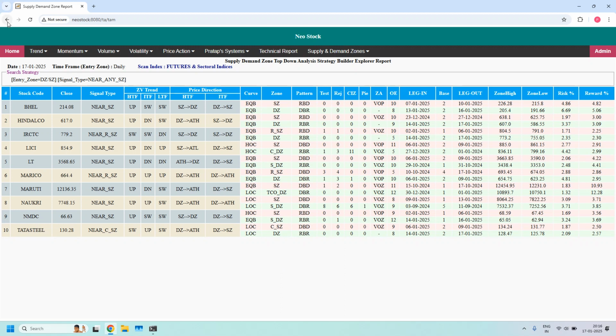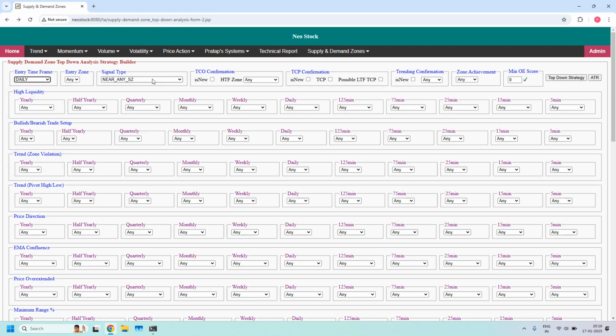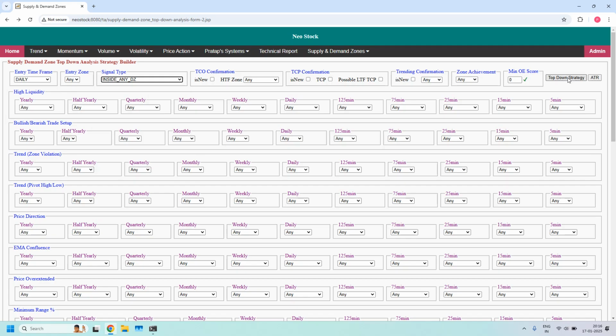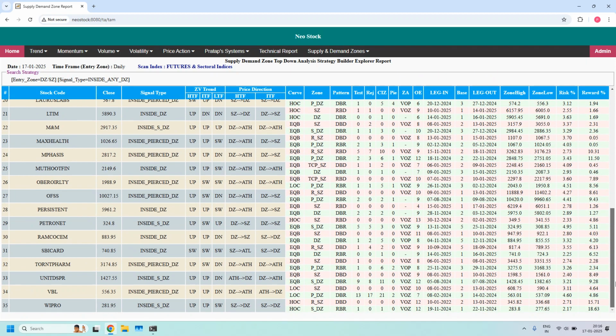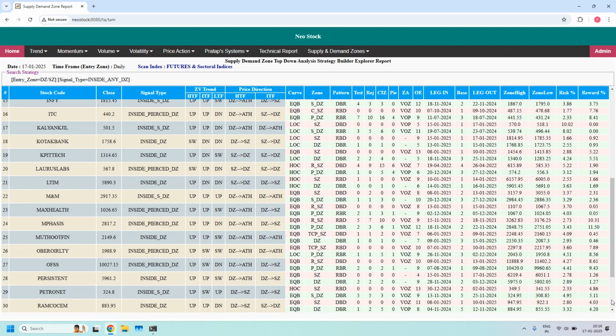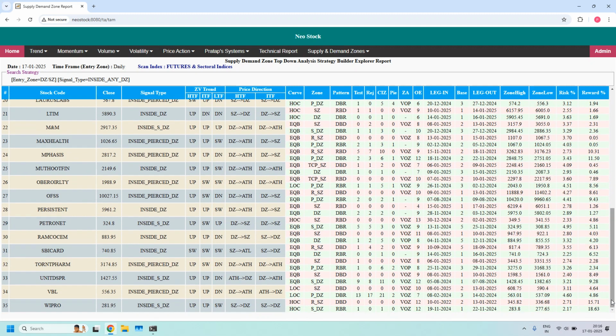Okay, next, for daily time frame, let us find the stocks price closed inside the daily demand zone. And we got 35 stocks. So first 15 stocks in the list. I'm scrolling the list down. So total 35 stocks are filtered where price closed inside the daily demand zone.